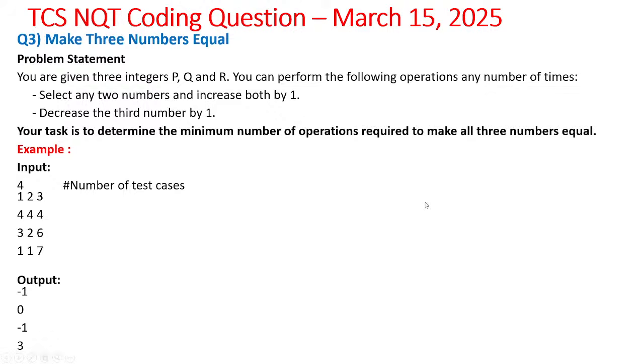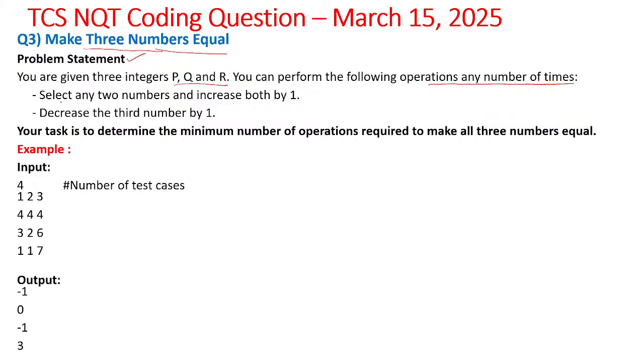So let's go through the problem statement. Here the problem is make three numbers equal. This is the problem heading given. If you read the problem statement, you are given three integers p, q, and r. You can perform the following operations any number of times. This we should underline. Remember this.